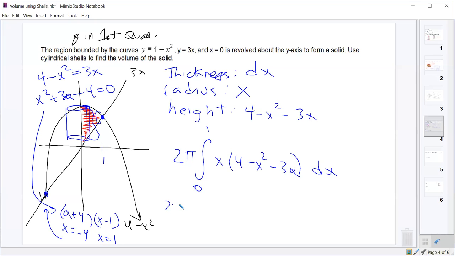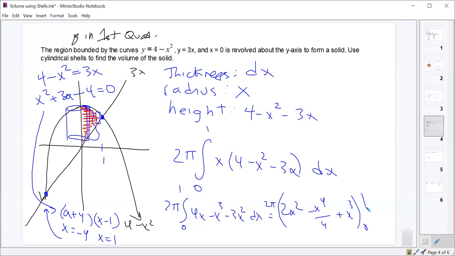First of all, to distribute that through, it's 2 pi integral 0 to 1, 4x minus x cubed minus 3x squared. So that's going to give us 2x squared. Don't break your 2 pi. 2 pi times 2x squared minus x to the 4th over 4 minus x cubed, all from 0 to 1. And the 0 again will be 0, so we can ignore that. Just plug in the 1. We got 2 minus a 4th plus 1. All right. Yeah. 3 minus a 4th should be what?